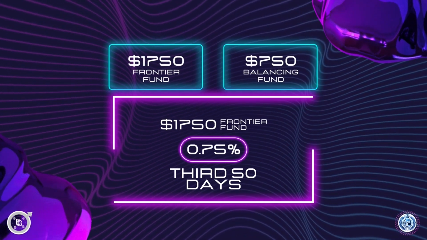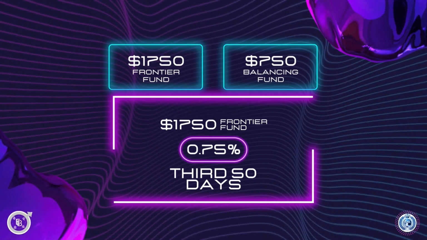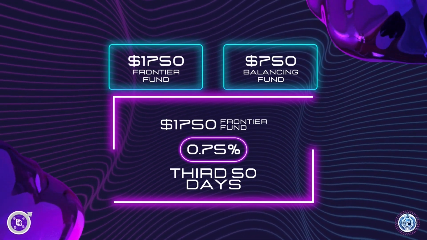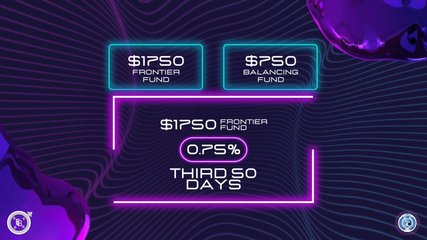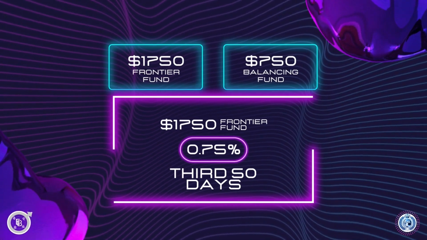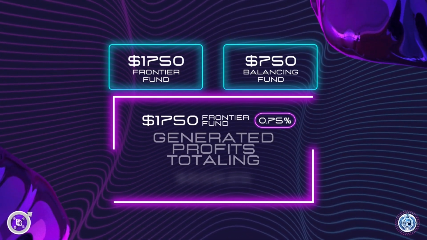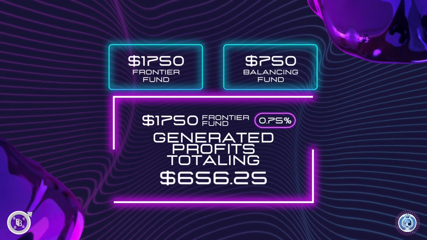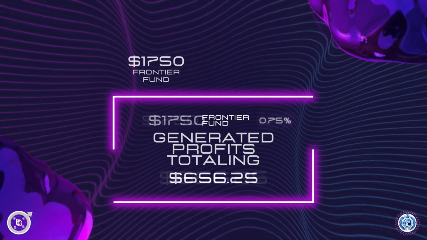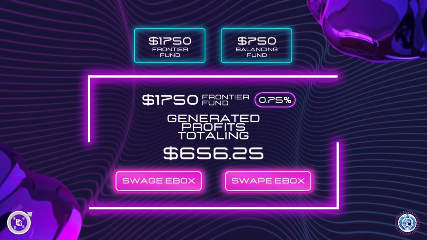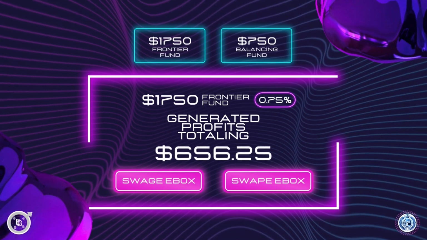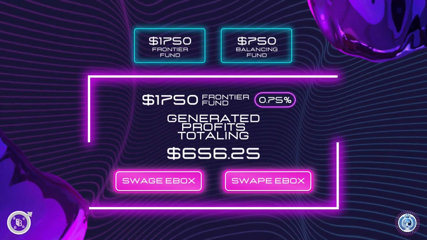This adjustment reflects the combined previous profit rate of 0.55% and the new increment of 0.20%, totaling a daily profit rate of 0.75% for the third set of 50 days. Over this period, your Frontier Fund is projected to generate profits totaling $656.25. These profits will be systematically credited or saved into your Swage eBox and Swap eBox accounts in accordance with the proposed index. Now, let's look forward to the subsequent phases in our upcoming segment.